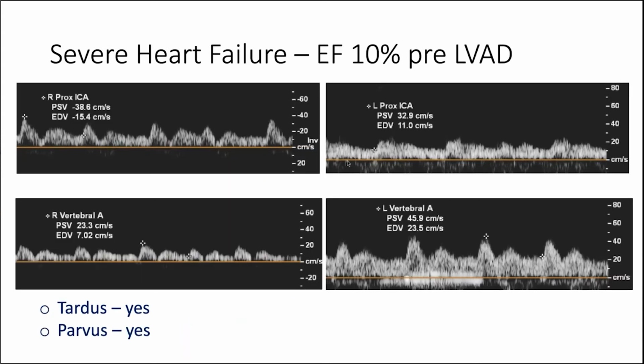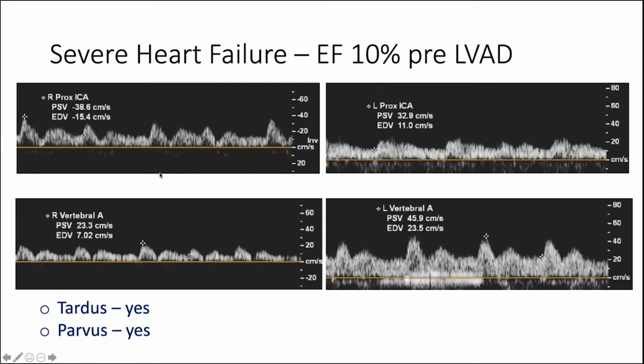With people who have severe heart failure, you can see this kind of a pattern, and this is an individual with a particularly bad heart. The ejection fraction was estimated at 10%, and he was undergoing an evaluation for placement of a left ventricular assist device. And here you can see the right internal carotid artery. On the right side of your screen, we have the left internal carotid and then the two vertebrals below.